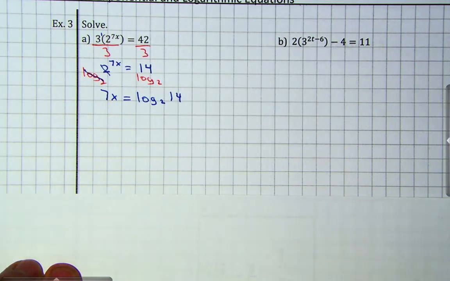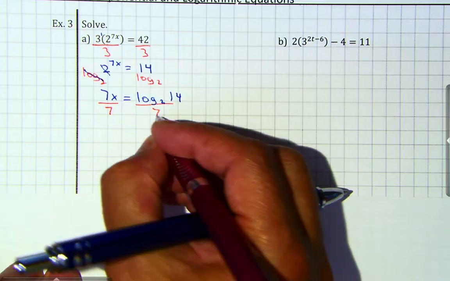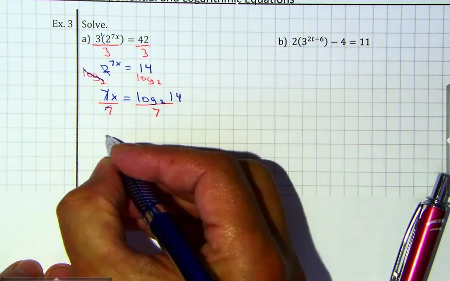And now I need to get rid of the 7. It's multiplying, so the inverse operation is to divide by 7 on both sides. That 7 cancels, so therefore x equals.